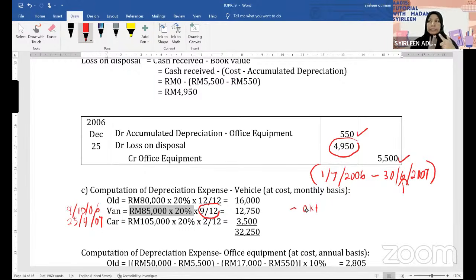So kita akan kira starting from May. Jadi kita ada May dan June saja sebab Jun tarikh kita tutup account. So depreciation untuk car hanya 2/12. 2 bulan saja. Okay? Alright. So this is for the old asset. This is for the new van that you have bought for 9 months. And this is for the new car that you just bought for 2 months.